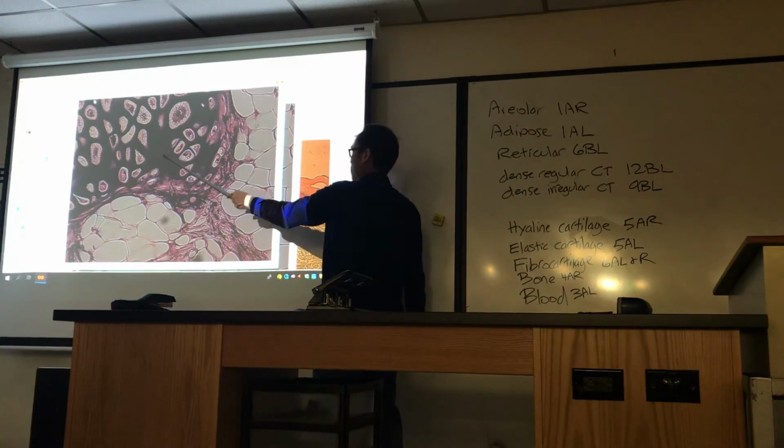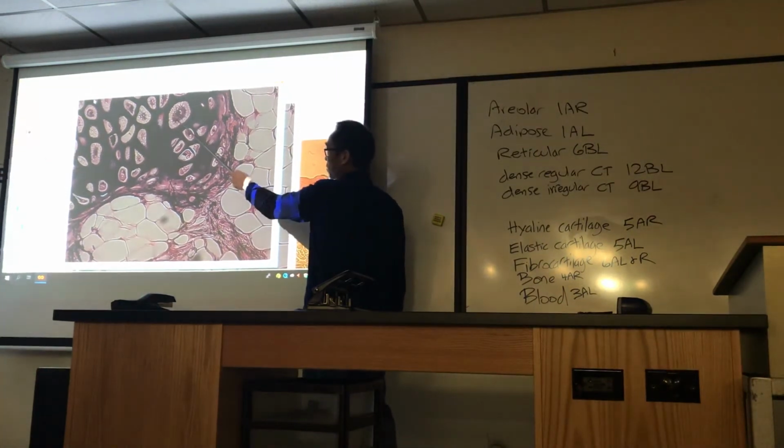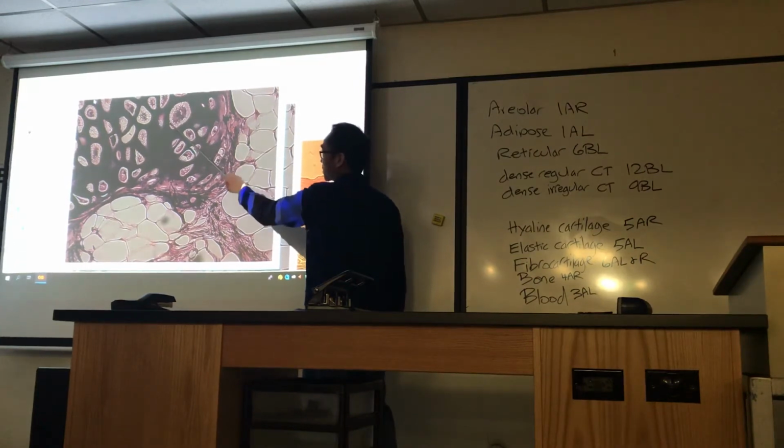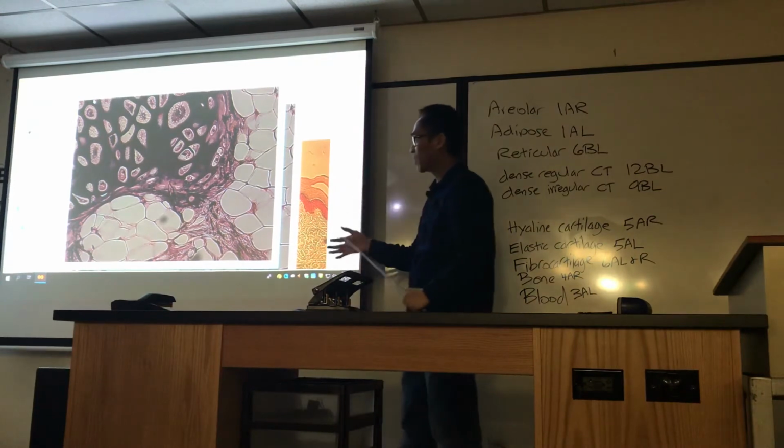Elastic cartilage, that's all you would say. Not elastic tissue, elastic cartilage. Chondrocyte and lacuna. So you can clearly see the cell, and there's a little space around it. That's lacuna, the space where the cell lives.